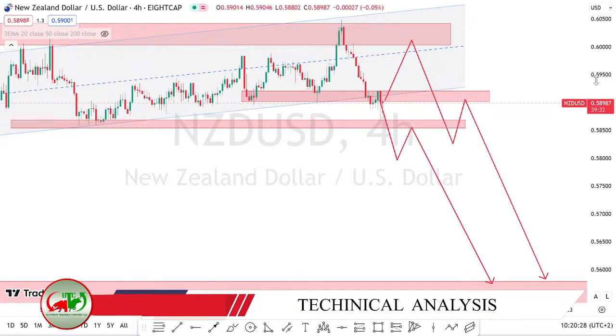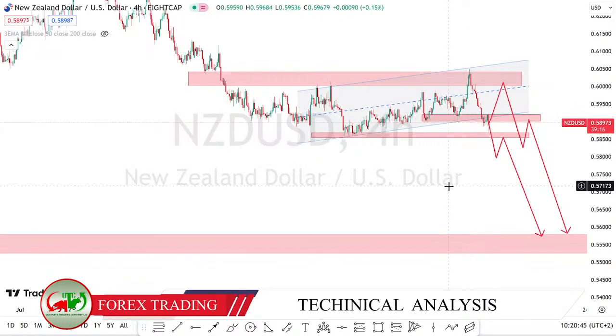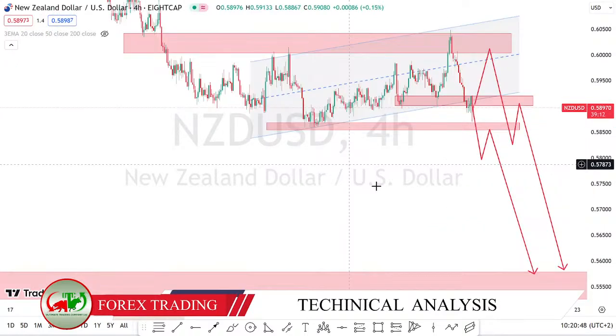So these are red because we are considering them as resistance where we are going to look for selling opportunities. We will not attempt to buy from these supports because New Zealand USD is strongly bearish. Sellers are controlling the market.